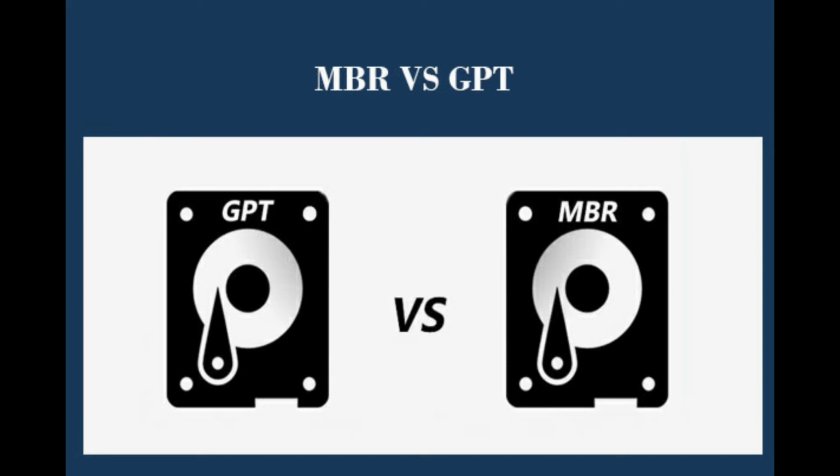And speaking of the limitations of MBR, MBR only supports drives up to 2 terabytes in size. Using MBR, we can only have up to 4 primary partitions per drive. If you want more than 4 partitions, you will have to replace the primary partition with an extended partition and use that extended partition to create logical partitions.